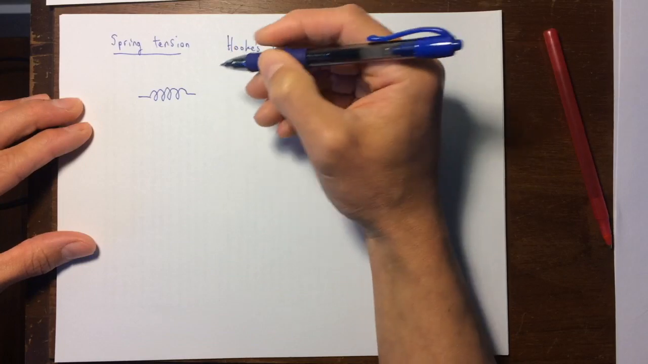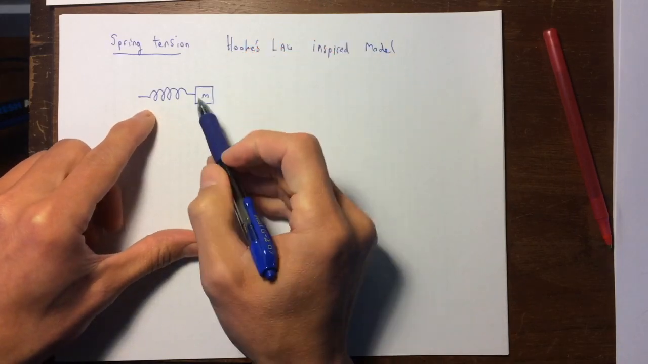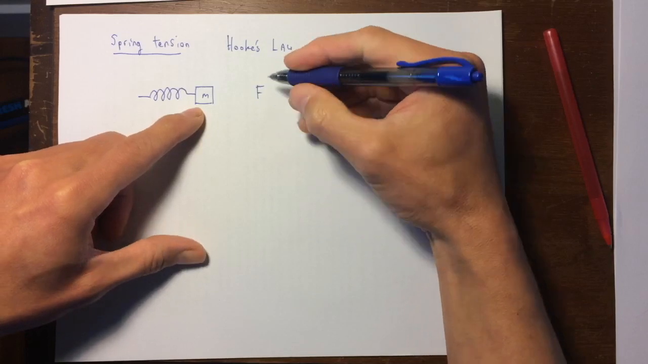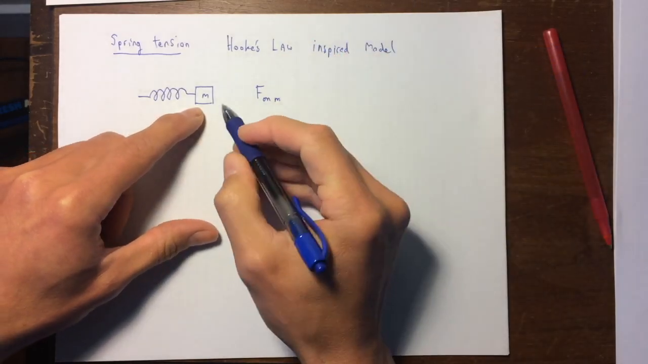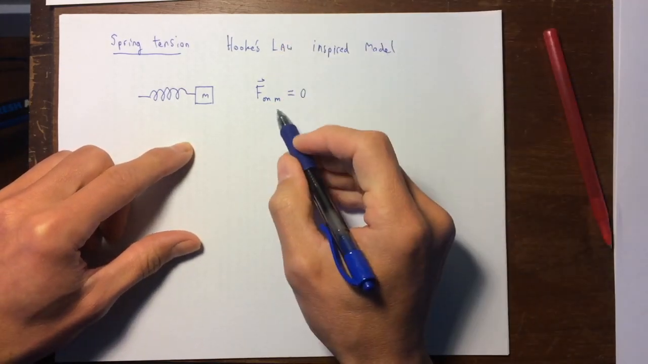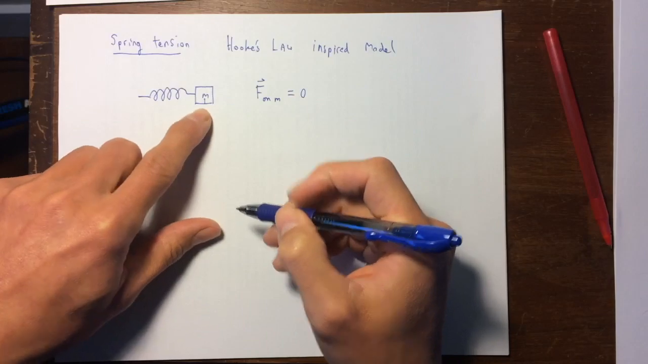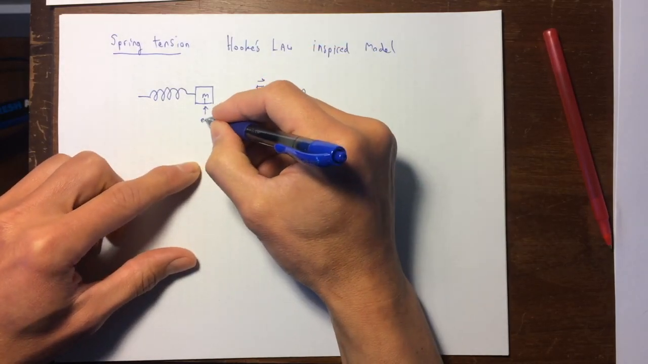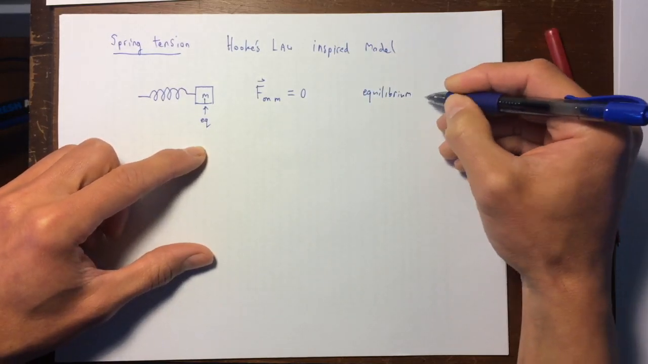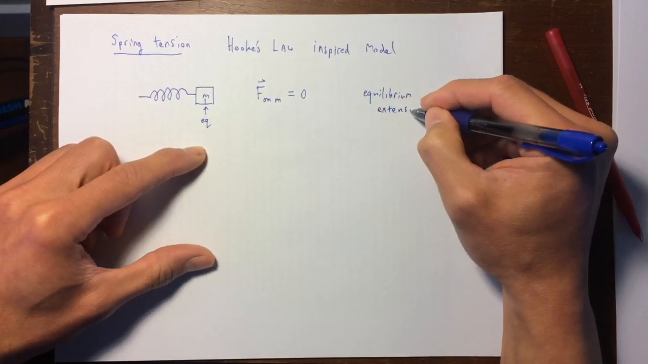Here is a spring, and it's connected to a massive object. And I'm going to say that there is a special situation for the spring such that the force on M by this spring is equal to 0. So this is true when the mass is, say, located right here. This position is often referred to as the equilibrium position, or equilibrium extension, or something like that.